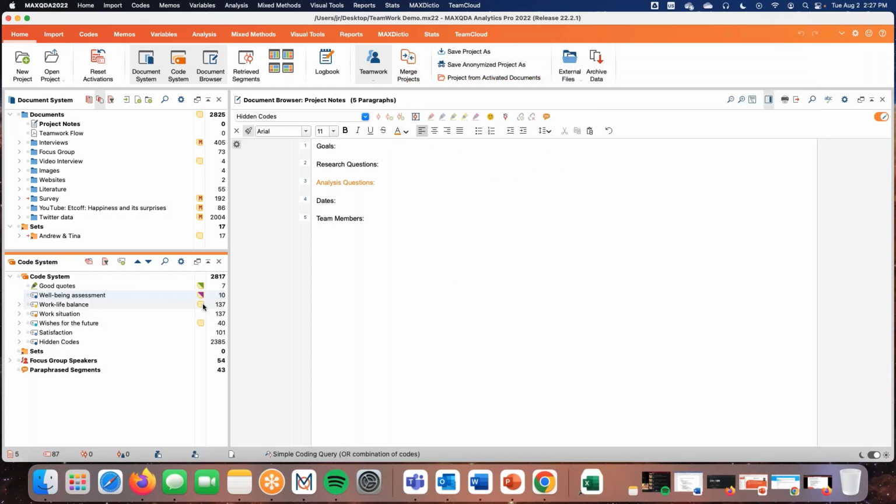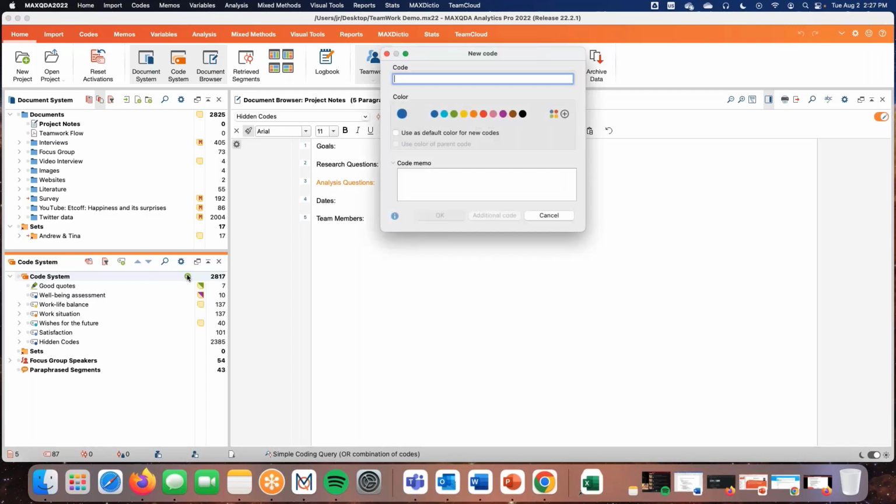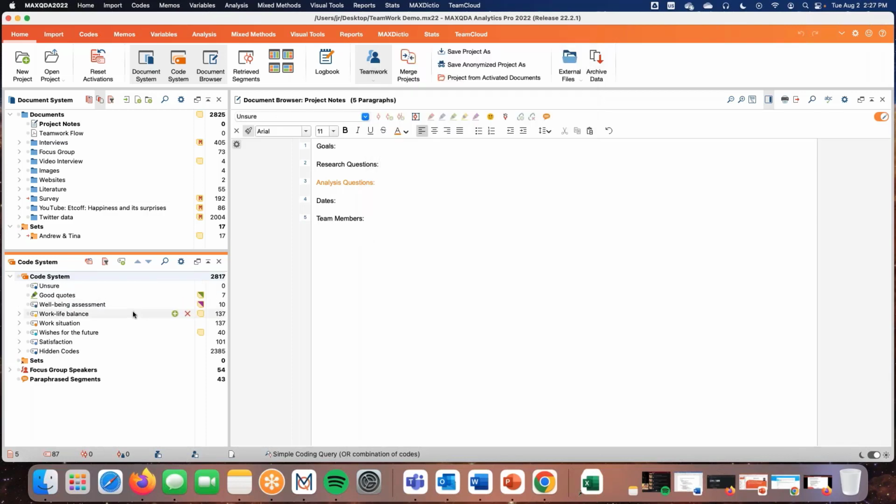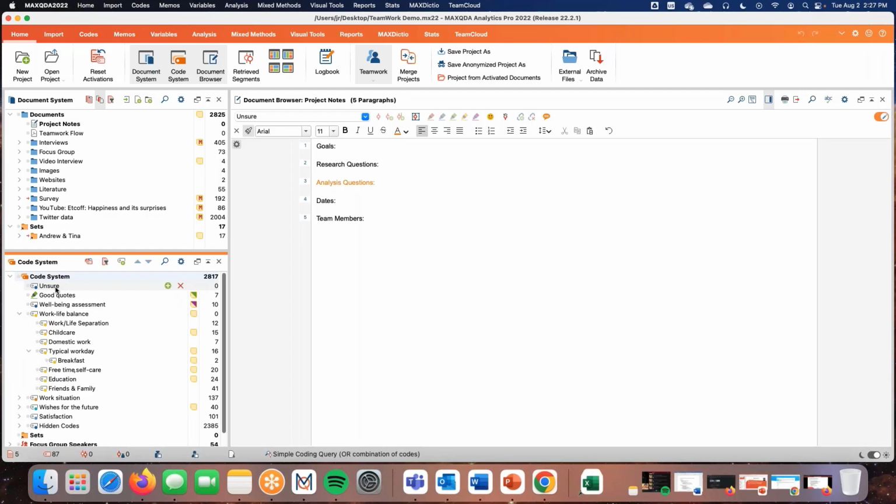In addition to keeping track of sort of the definition, the application, the examples of your memos, it's really helpful to create a top-level code of something like unsure. So you can put this in a number of places. You can have this at the top level, depending on how your code system is structured. If you're having analysts go through, you might have a specific unsure code that works within work-life balance. So if they're coding for work-life balance and they're unsure where it would go, they would put it here.